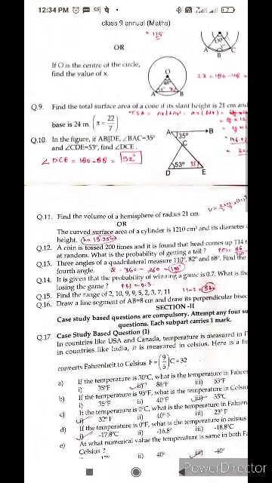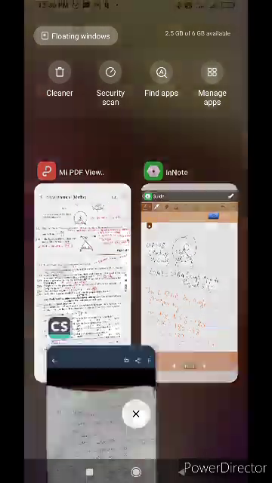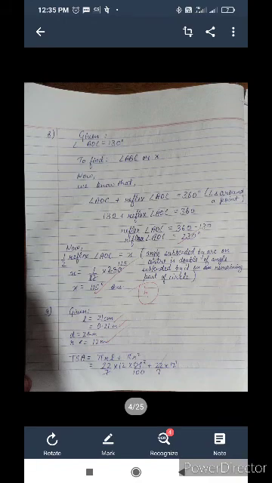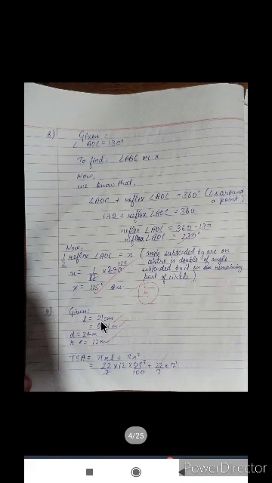Question number 9. Find the total surface area of the cone if the slant height is 21 centimeter and the diameter of it is 24 centimeter. Slant height is given, diameter is given, total surface area we have to calculate. Slant height L is equal to 21 centimeter, which is 0.21 meters. Radius will be half of the diameter, that is 12.